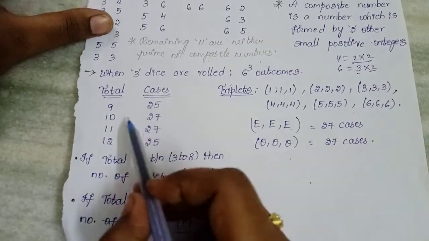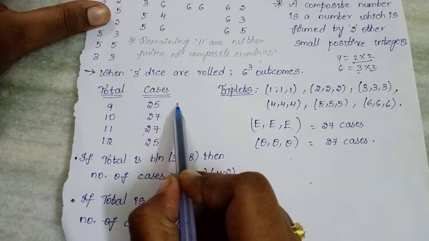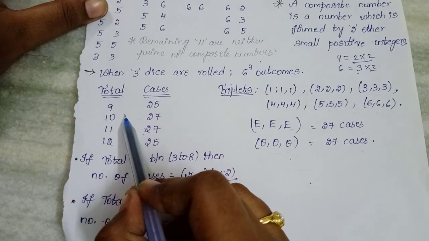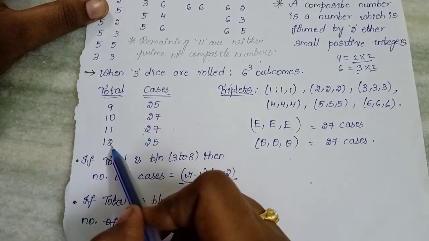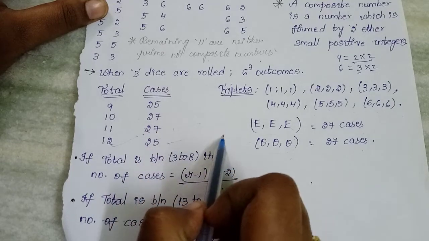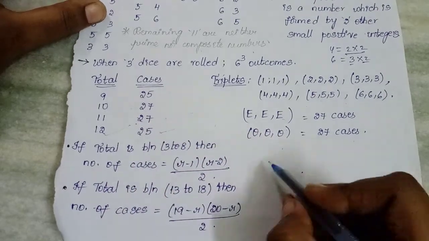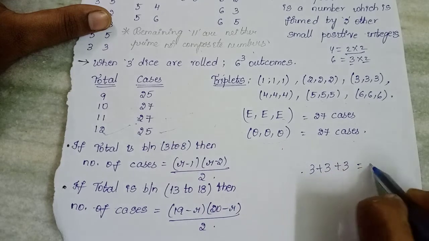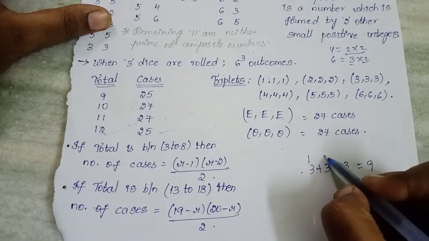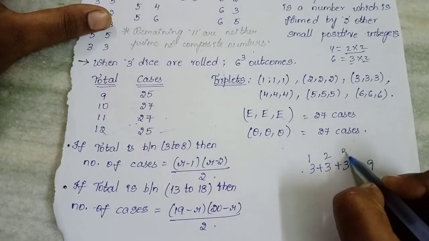Total: if the total is 9, 25 cases will be there. If the total is 10, 27 cases. If the total is 11, 27 cases. If the total is 12, 25 cases are there. You see, total means, for example, 3 plus 3 plus 3 is 9: first die output, second die output, third die output.